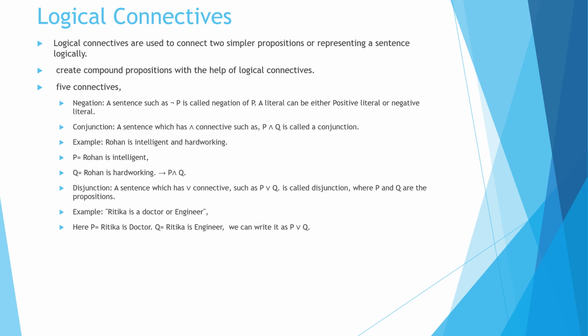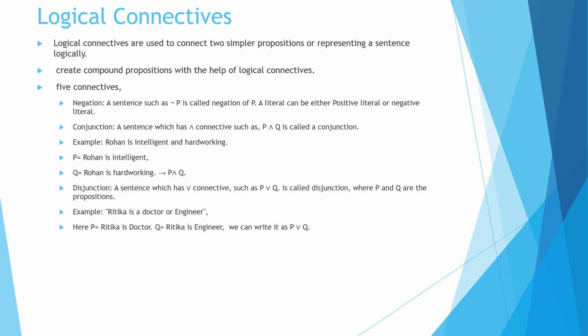Next, we are going to see logical connectives. Logical connectives are used to connect two simpler propositions representing a sentence logically. We can create compound propositions with the help of logical connectives. We use five types of logical connectives in knowledge representation. And the first connective is negation.